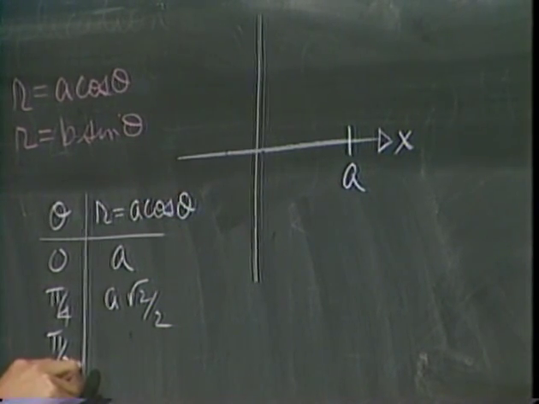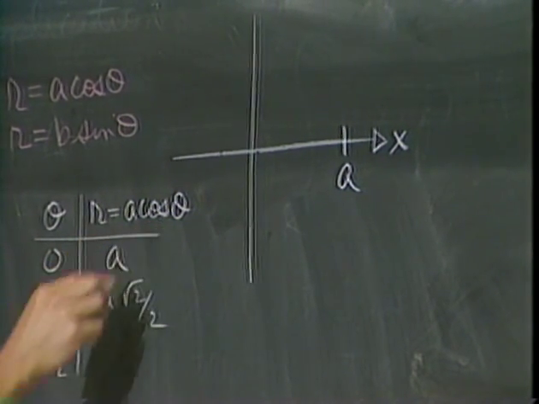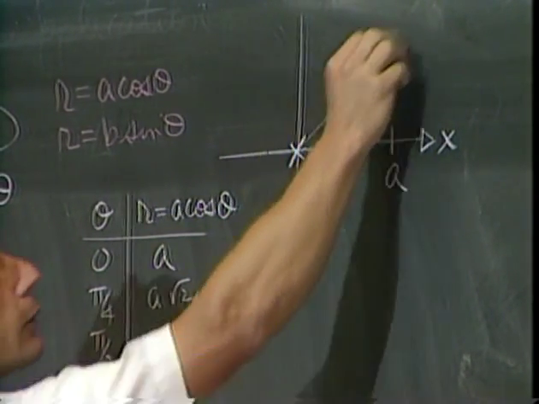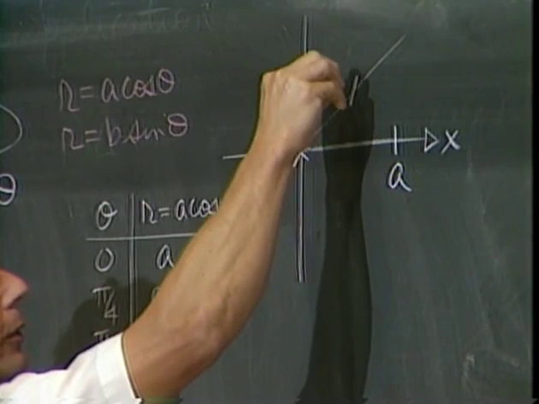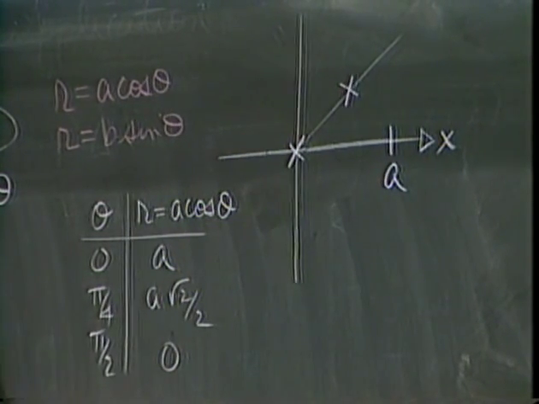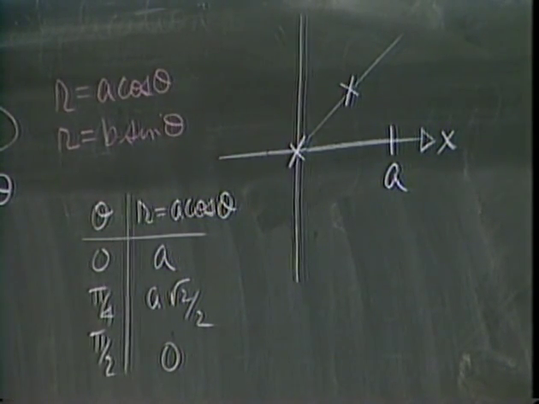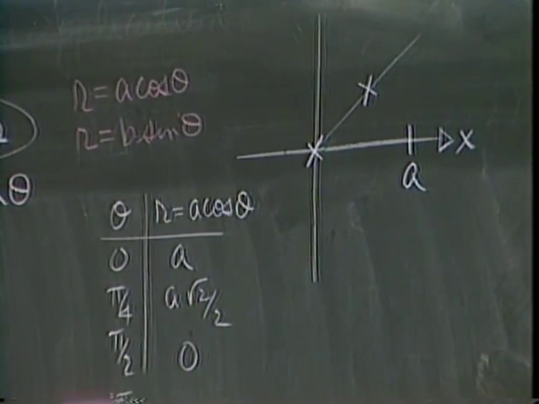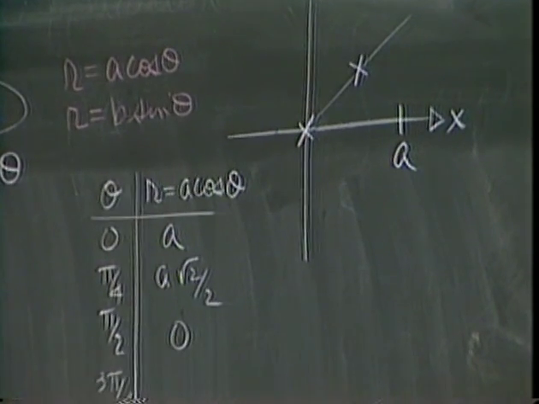Pi over 2, a lot easier. The cosine is now 0, so r is 0. So at pi over 4, I guess that's the interesting one. If you can figure out where square root of 2 over 2 a's are, you might find something like that. How about 3 pi over 4? What's that going to be? Cosine of that is?